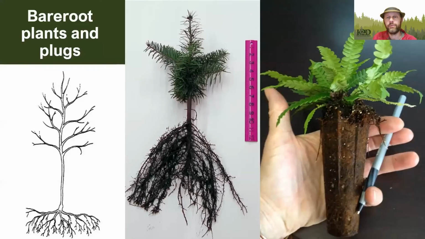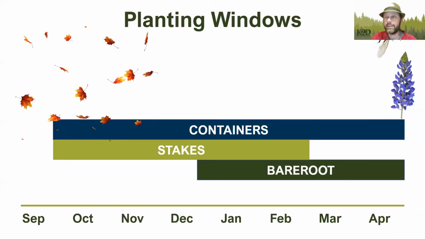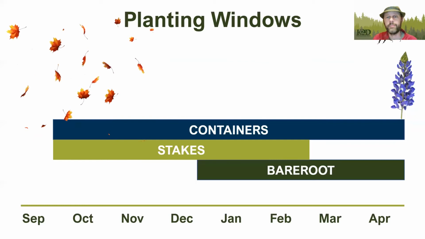But the benefits too, right, are that cost. So we're selling plants for less than $2 a plant, sometimes $1 a plant, and that's all making your project go a lot farther. But it does come with that downside of maybe slightly lower survivorship, especially if you're not taking great care of them. Okay, when do you plant these 3 different types of plants?